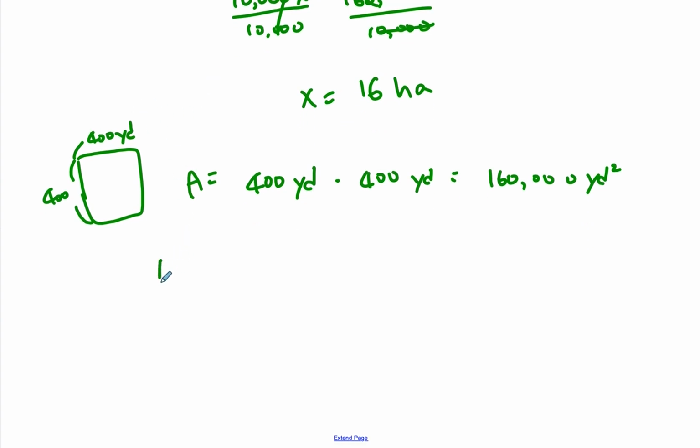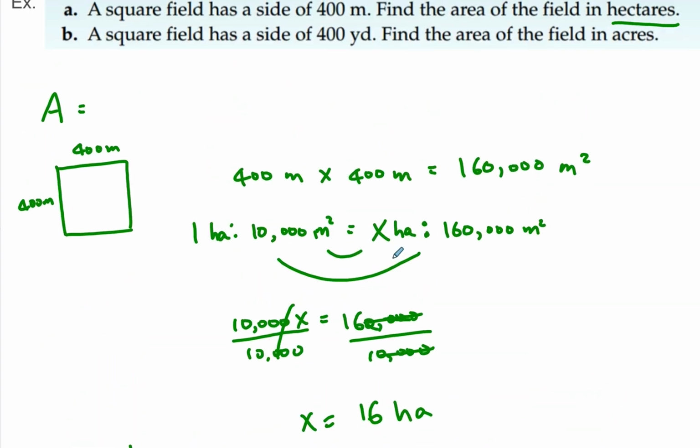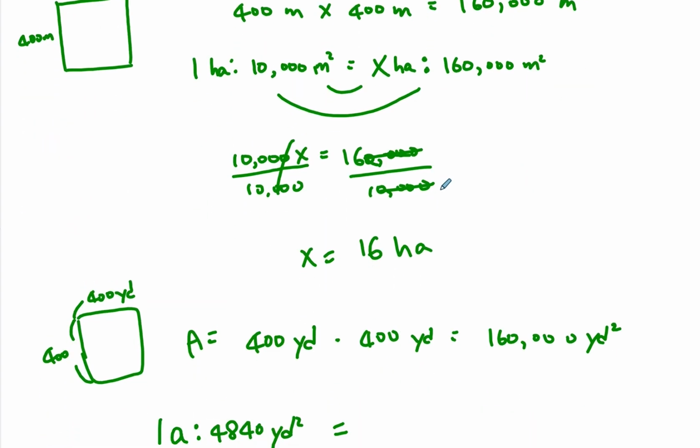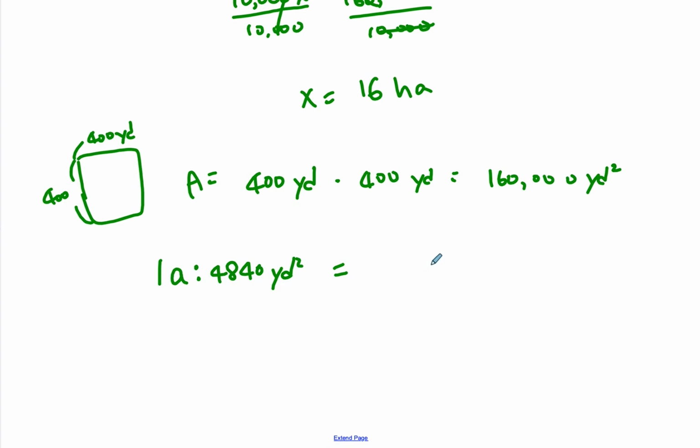So writing that down, 1 acre is equal to 4,840 square yards. Make sure you write the unit so you know what you started first and next. And yours is given as square yards. You don't know how many acres it is, right? So x acres is equal to 160,000 square yards.